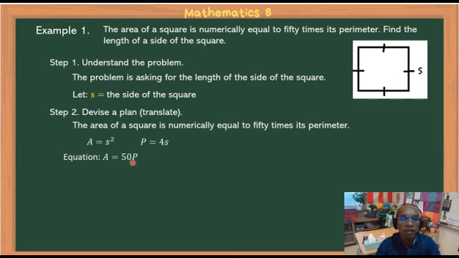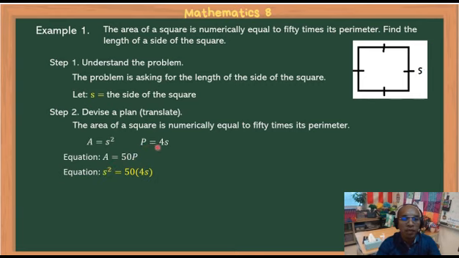So the equation states that the area, which is A, is equal to 50 times the perimeter. Since we call the perimeter P, we just substitute here. So our mathematical equation would be A is equal to 50P, or 50 times P. And in the previous slide, I made mention of the substitution property. Since A is equal to S squared, S squared can substitute A. Instead of writing A, we will substitute it by S squared. Same goes with P.